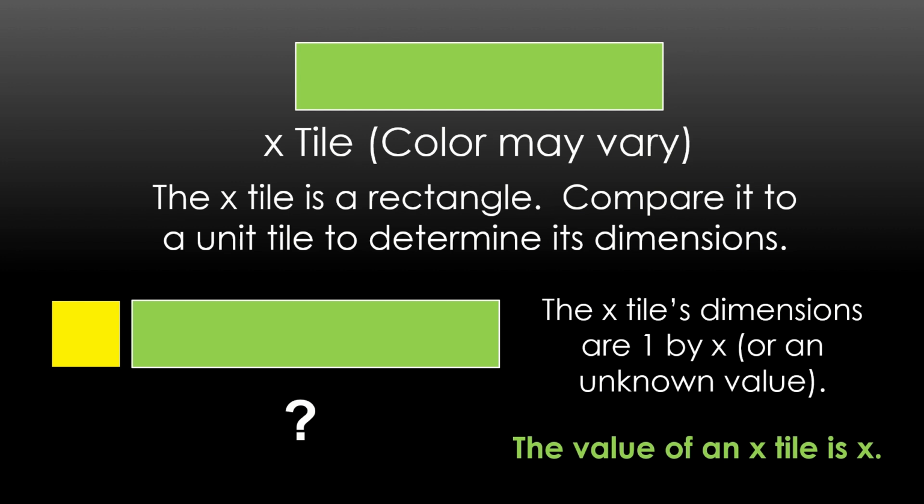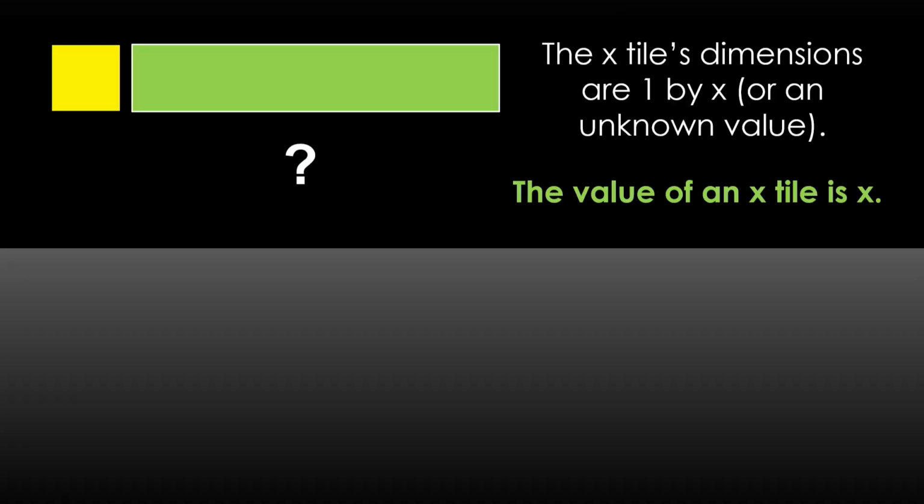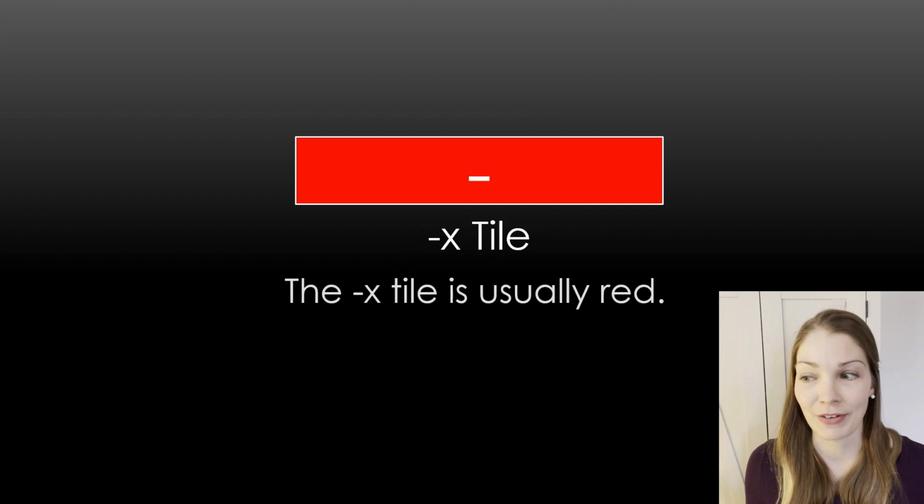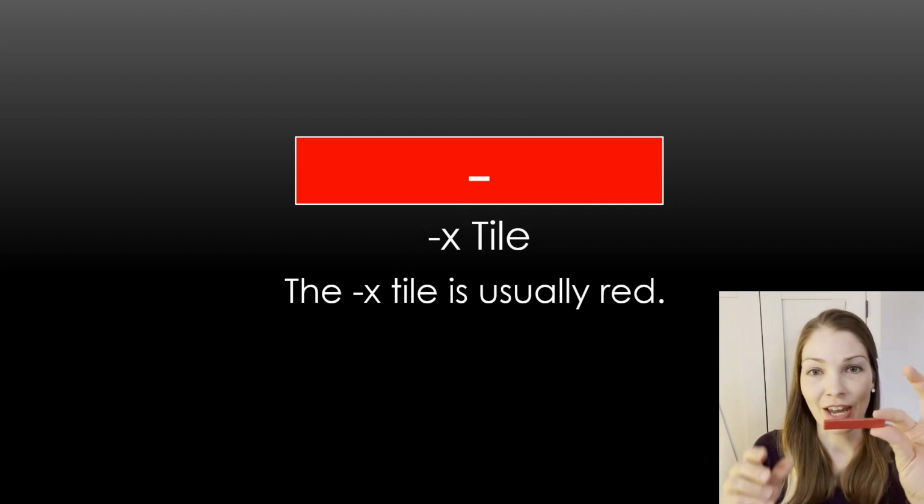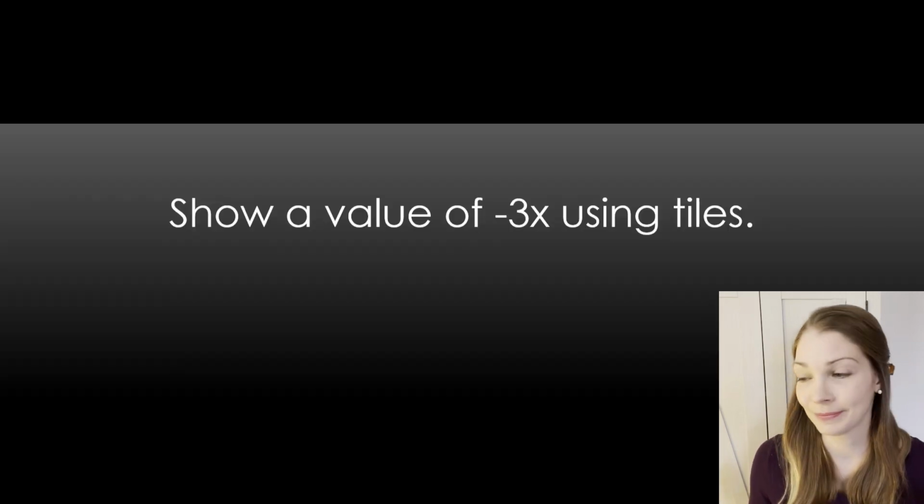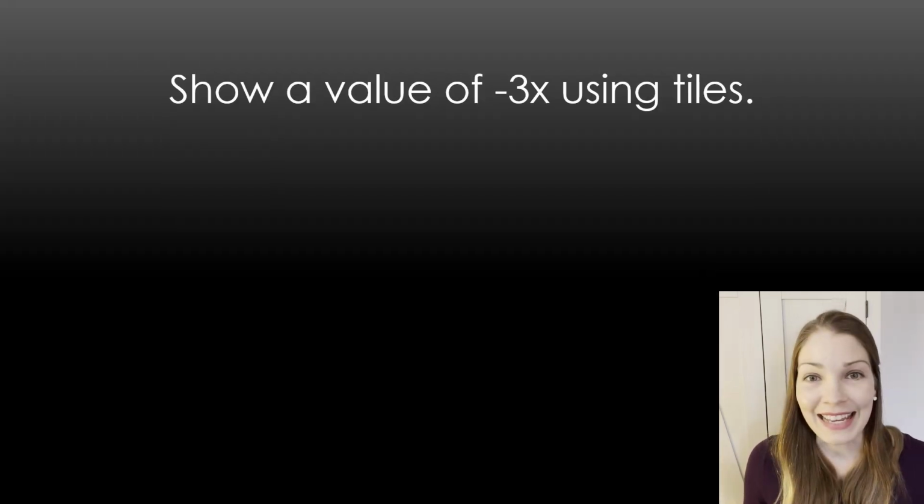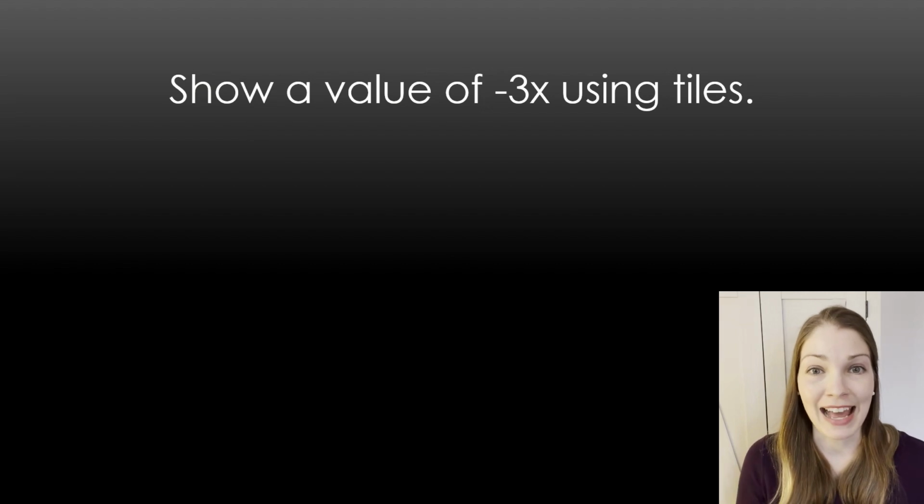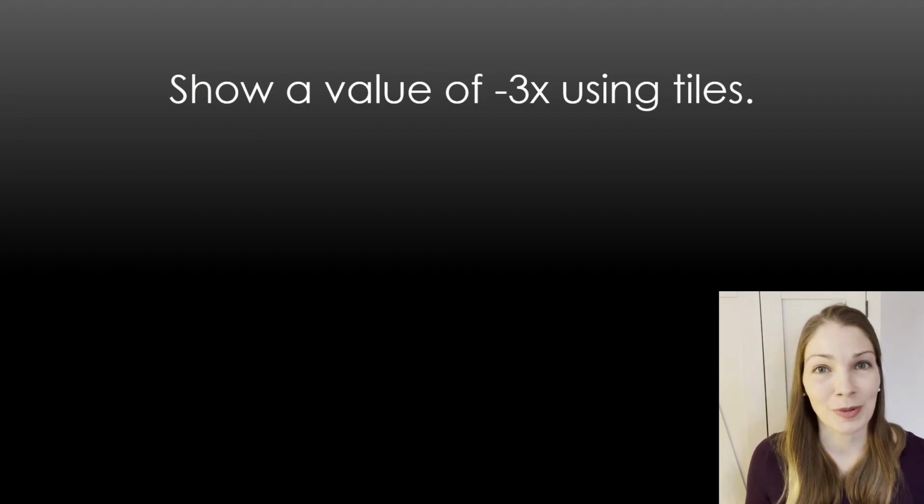There's something unknown about it. Even though we know one dimension is 1, we don't know this other dimension. So this is our X tile. The value, when you see this, is just X. So we could ask students again to kind of play with their tiles and show us some different values. Be sure they know the back, or the red tile is going to represent a -X. Now let's see, can you come up with a value of -3x using your algebra tiles?